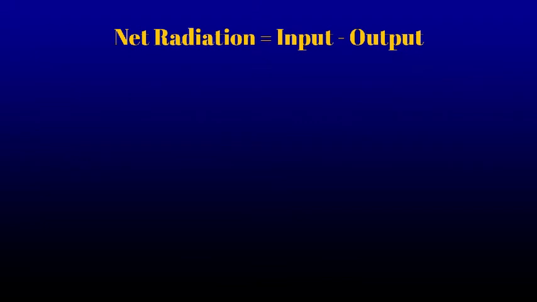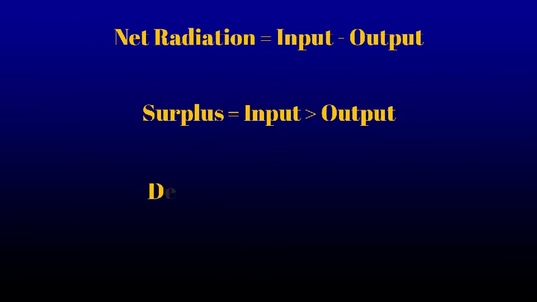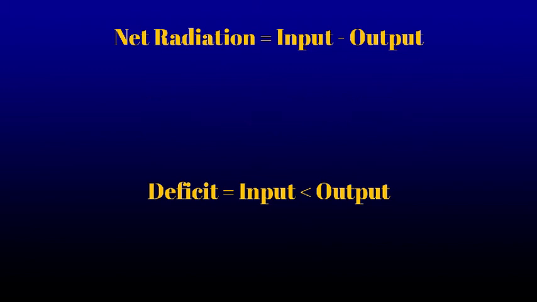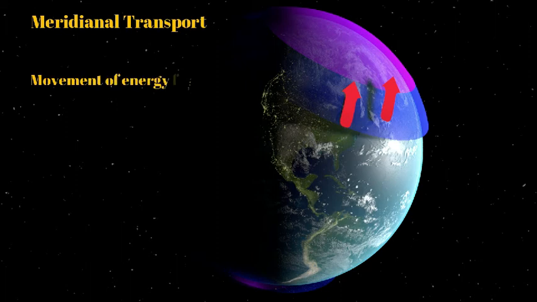We just went through a lot of terms and a lot of numbers, but in summary of the radiation balance, the net radiation is the difference between the input and the output of radiation. A surplus is when input is greater than output of solar radiation, and a deficit is when the input is less than the output. Meridional transport is the movement of energy in terms of insolation from a surplus area to a deficit area.